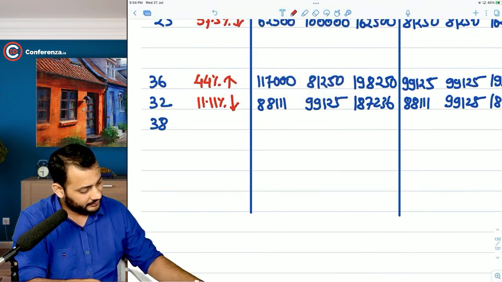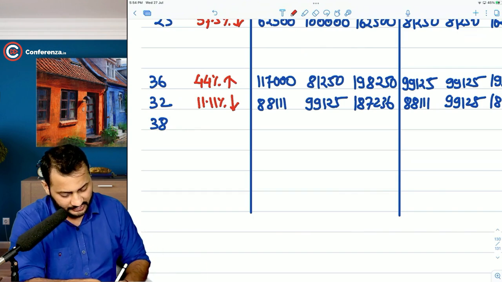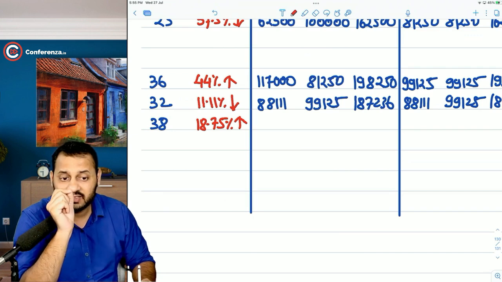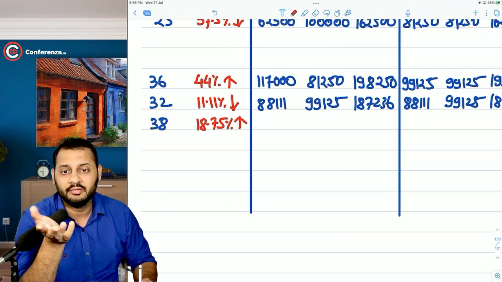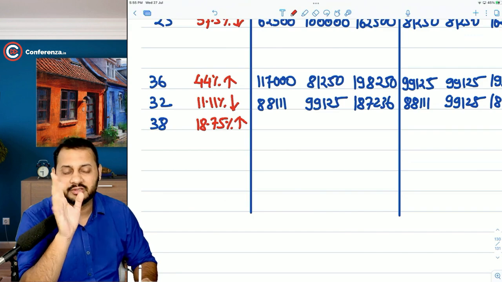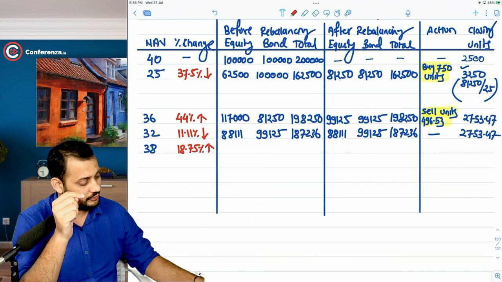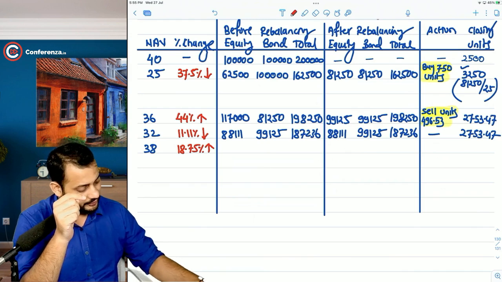And we realize that 38 minus 32 is 6, divided by 32, and the change is 18.75% increment. So the rebalancing activity is triggered because the change is more than 15%. Let's first calculate the current value of equity: 38 multiplied by the closing number of units.